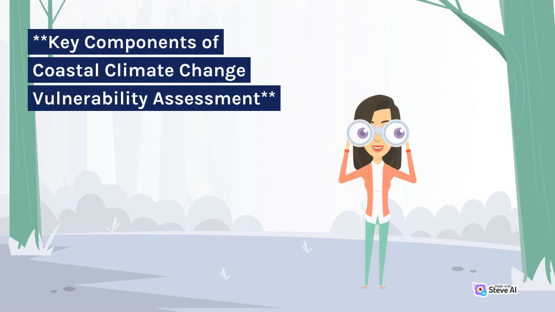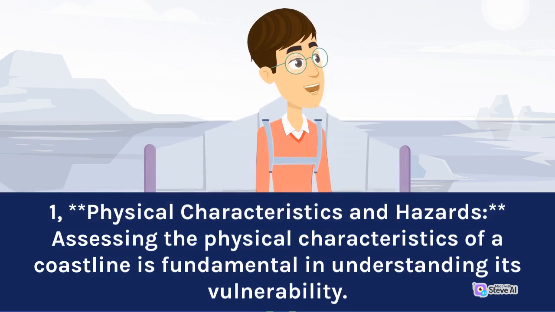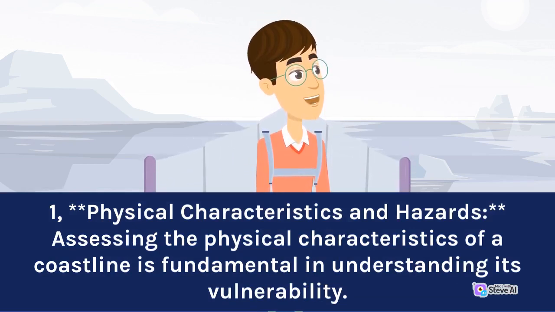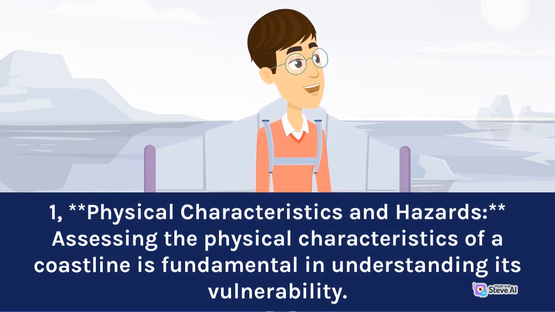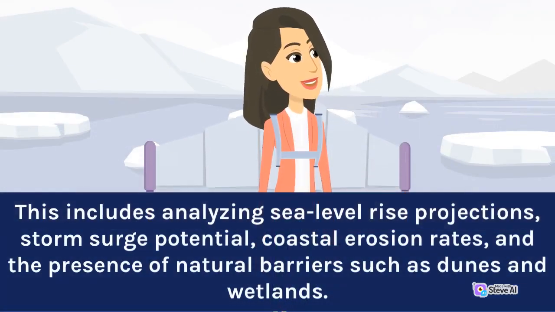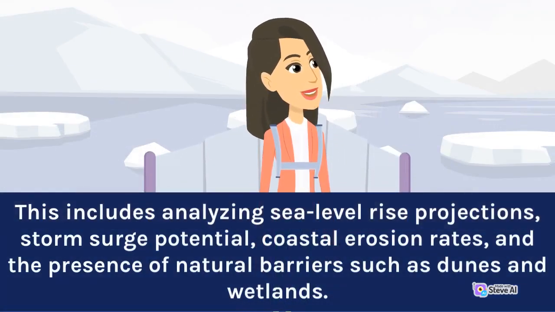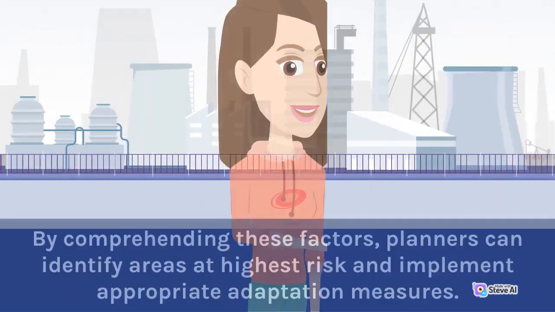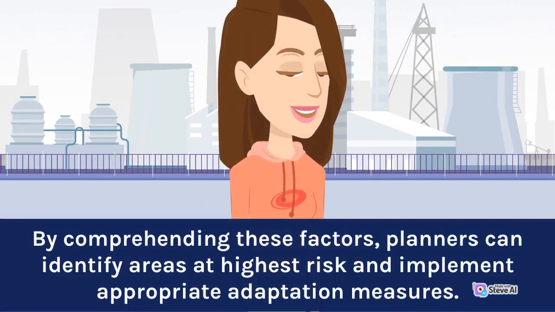Key components of Coastal Climate Change Vulnerability Assessment. 1. Physical characteristics and hazards. Assessing the physical characteristics of a coastline is fundamental in understanding its vulnerability. This includes analyzing sea level rise projections, storm surge potential, coastal erosion rates, and the presence of natural barriers such as dunes and wetlands. By comprehending these factors, planners can identify areas at highest risk and implement appropriate adaptation measures.